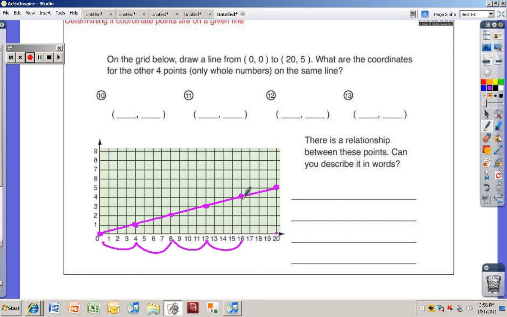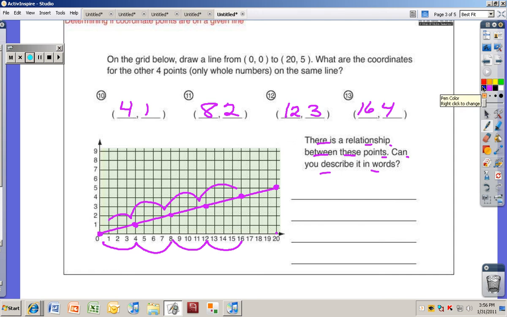And notice that there are 4 spots. Notice it's an even jump from one to the next. And so my first spot is what? 4, 1. Second one? 8, 2. And 12, 3. And 16, 4. Okay, it says there's a relationship between these points. Can you describe it in words? So pause the video, turn it back on when you're ready to see what I wrote for the words for this.